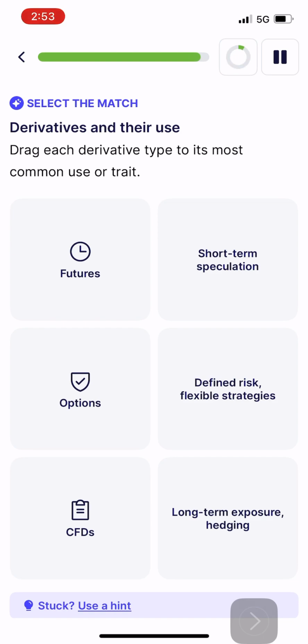Knowledge check. Derivatives and their use. Drag each derivative type to its most common use or trait.